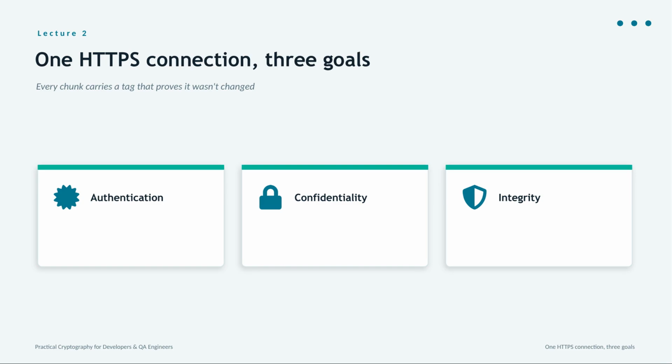And here's the part that most people miss. TLS also gives you integrity. Every chunk of data sent over that connection carries a small tag that proves it wasn't changed in transit. If an attacker flips even 1 bit, the receiver notices and throws it out. So a single HTTPS connection is quietly doing 3 of our 4 goals at once: authentication, confidentiality, and integrity. One feature does 3 goals, and that's the kind of mapping I want you guys to see automatically.